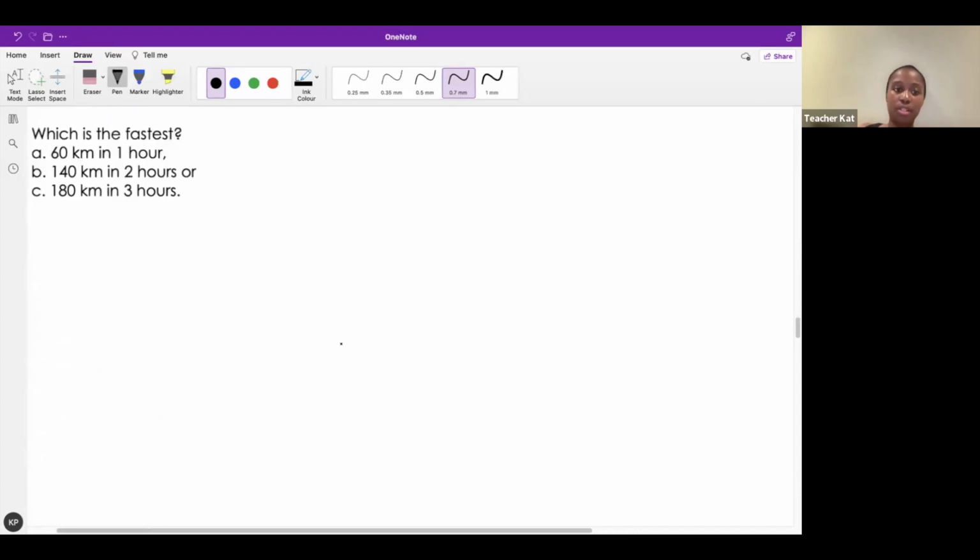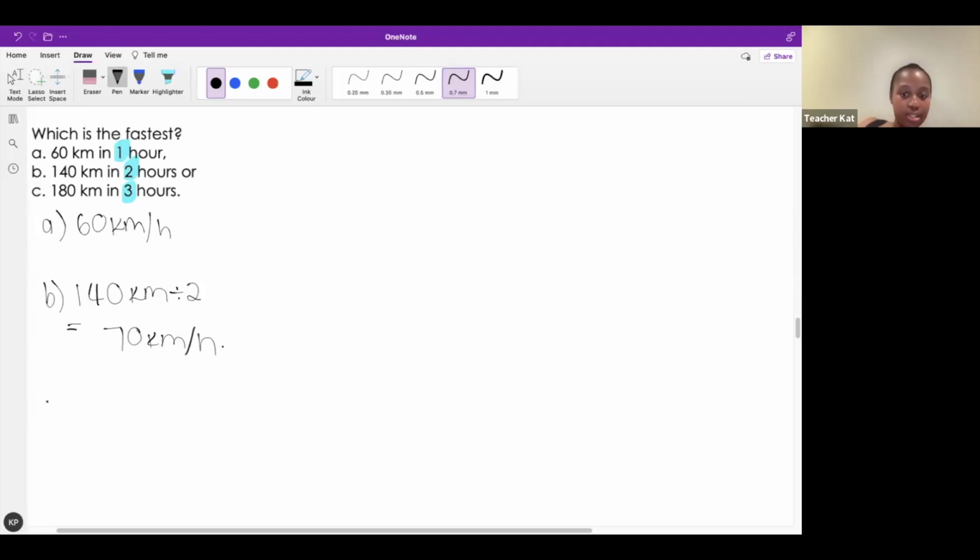Now, which car is the fastest? The problem is we cannot compare these if they are in different amounts of time. So we need to get them all to be 1 hour. The first one is already in 1 hour. The rate is just 60 kilometers an hour. With B, I have to divide by what to get it to 1 hour? Nice. Many, I see you in the chat. Divided by 2. So 140 divided by 2, which means this one is traveling at 70 kilometers an hour.